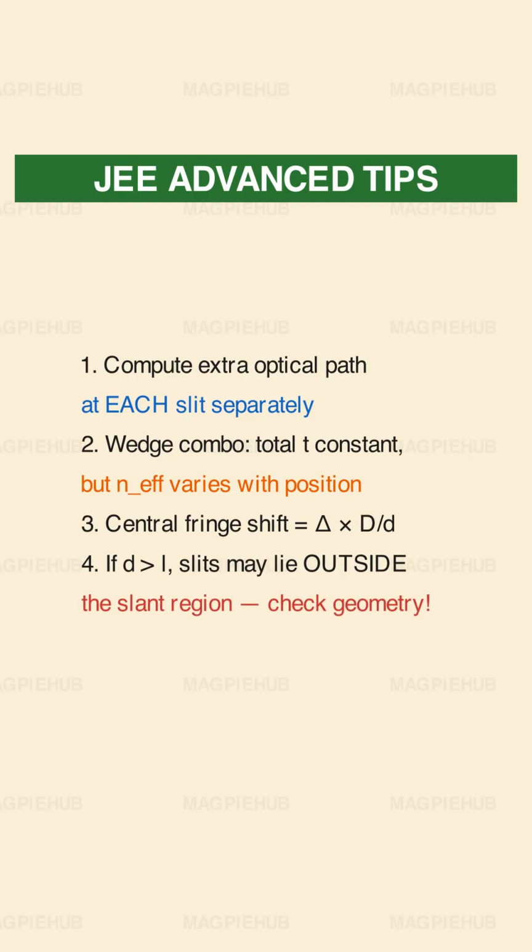Fourth, pay attention to the geometry. Here, since d is greater than L, both slits do not lie within the slant region, which changes the effective thickness difference.